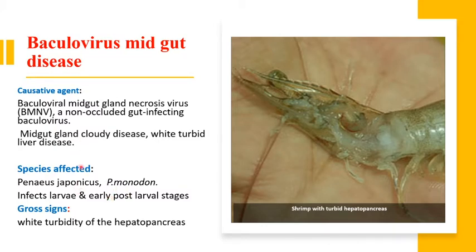Usually, this virus affects larval and early post-larval stages of the penaeids. The gross signs are sudden onset of white turbid midgut gland, the hepatopancreas, in larvae and post-larvae with associated high mortality. White turbidity of the hepatopancreas is clearly observed. In this image, we can see the hepatopancreas is white and turbid. This is the primary gross sign of baculovirus midgut disease.